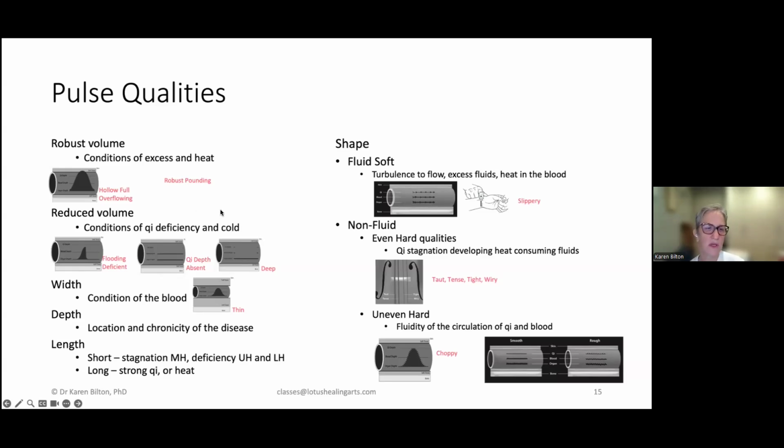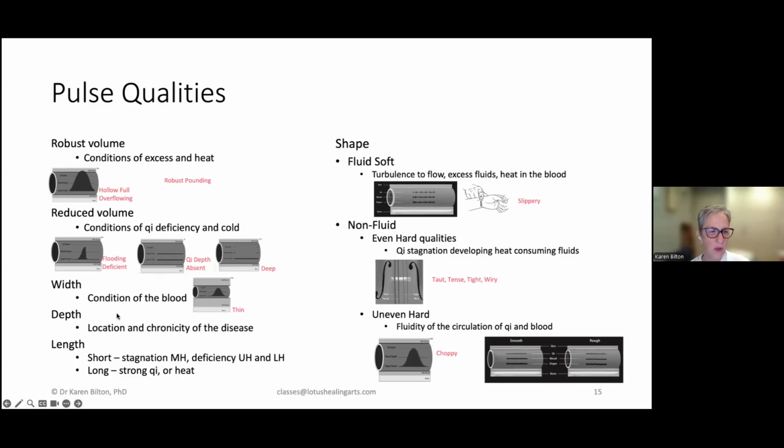Another example of a robust volume impulse is robust pounding, where that impulse is hitting your fingers with force. Now, the reduced volume qualities tell us about conditions of qi deficiency, yang deficiency, and cold. So we've got our flooding deficient waveform. Another quality is our qi depth absent. And we can have our deep quality, where we've lost our qi depth, our blood depth, and we only feel a sensation at the organ depth.